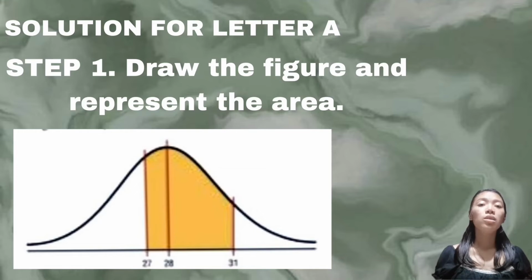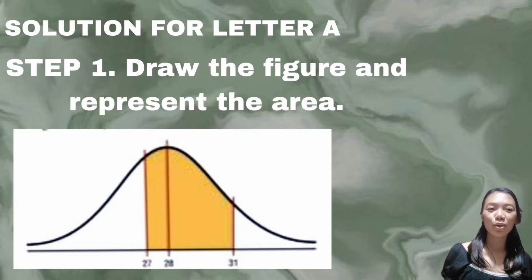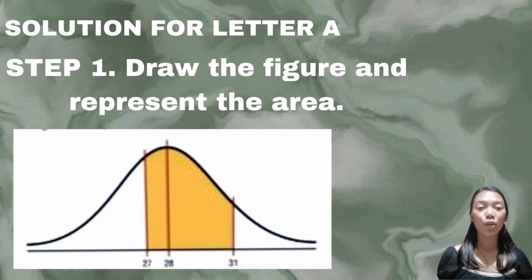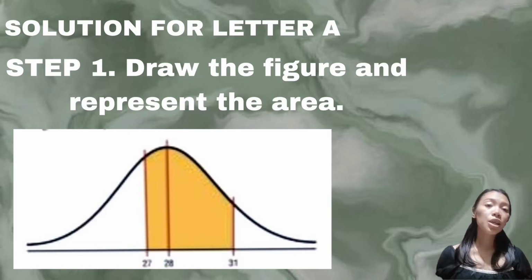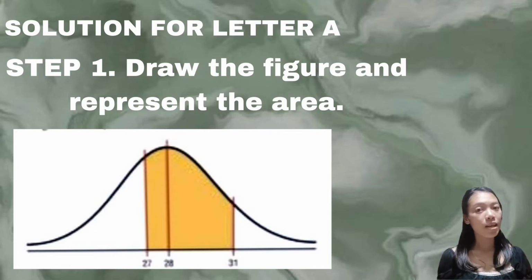Step 1. Draw the figure and represent the area. So, remember class, example number 1, it is the same thing we will do. Let us sketch it to analyze and see what we will do. In A, class, our mean is 28 pounds. And our standard deviation is 2. And we have two x values, x sub 1 which is 27 and our x sub 2 is 31.